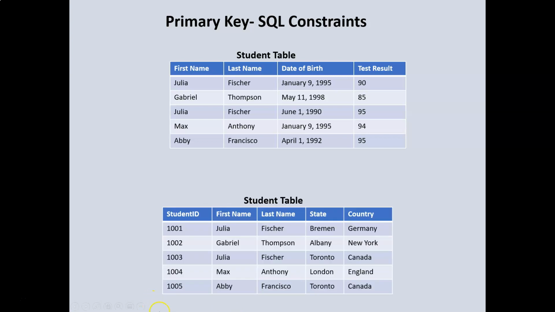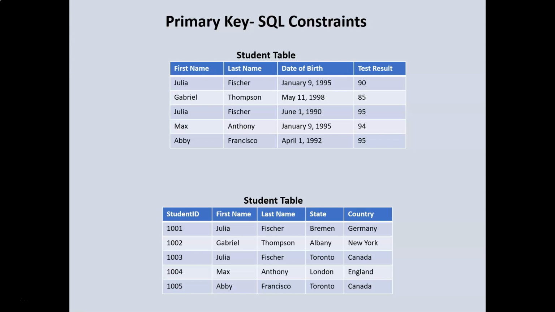In order to solve this problem, we can create a unique column that identifies each record uniquely. So we have a student ID, and each of the values is unique to each of the students. So student ID 1001 belongs to Julia Fisher. Student ID 1002, Gabriel Thompson. Student ID 1003, Julia Fisher. Student ID 1004, Max Anthony. And ID 1005 belongs to Abby Francisco.